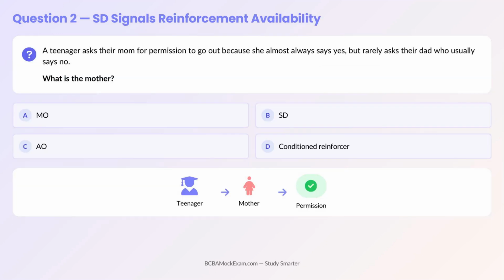Question 2. A teenager asks their mom for permission to go out because she almost always says yes, but rarely asks their dad, who usually says no. What is the mother? A. MO. B. SD. C. AO. D. Conditioned reinforcer. This question highlights whether the difference is driven by motivation or reinforcement availability.